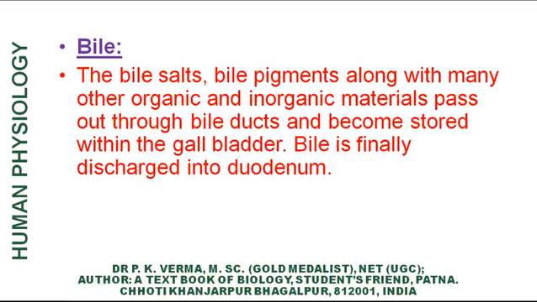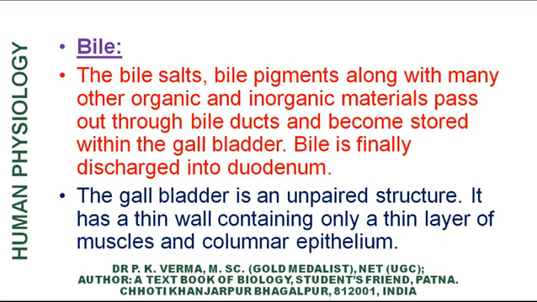Now, the metabolic products in the liver pass through the bile duct and become stored in the gallbladder. It contains bile salts, bile pigments, along with many other organic and inorganic materials. These are released into the duodenum for excretion, but many of them may be useful in the process of digestion also.